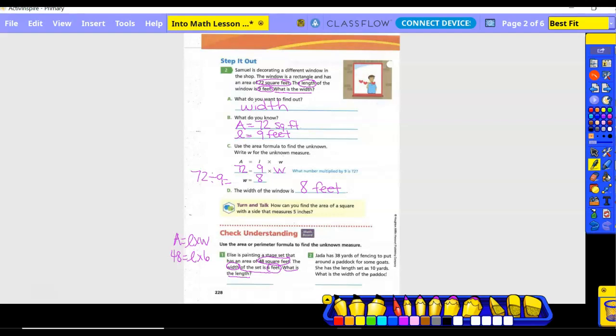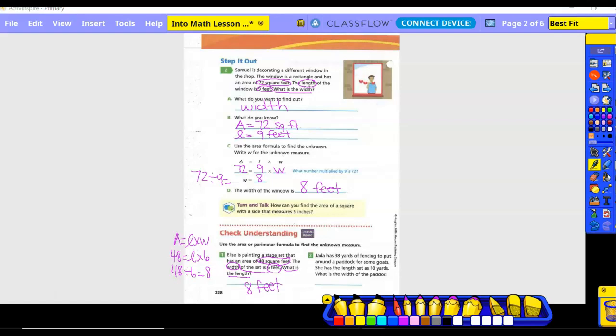So I do an inverse operation to get L by itself. So what do? 48 divided by 6 equals 8. So 8 feet.